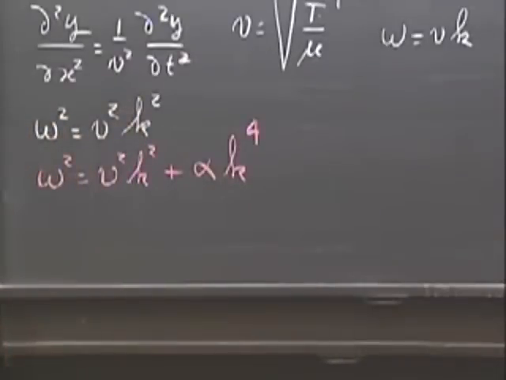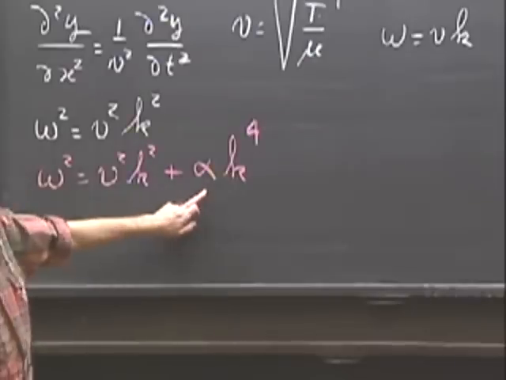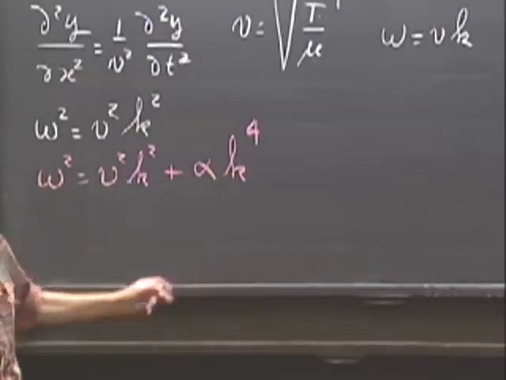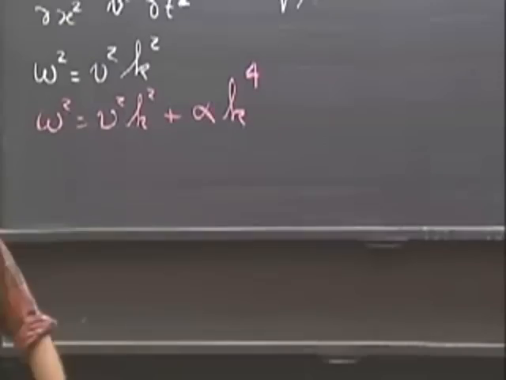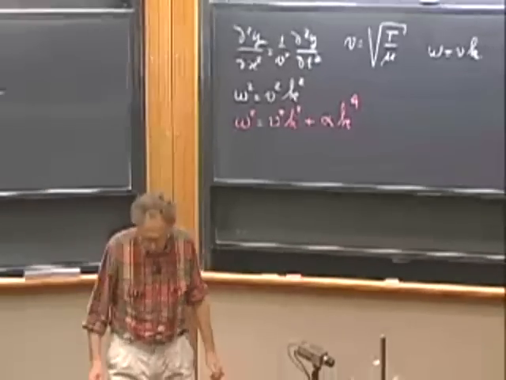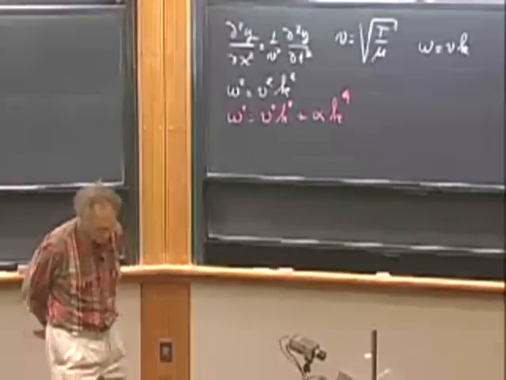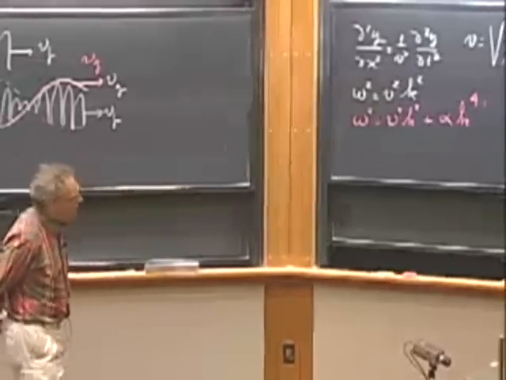Becker and Barrett call this alpha a squared. That's fine, of course. That's just a matter of definition. A is a positive number. And what this tells you is that the higher the frequency, the higher the speed of propagation.